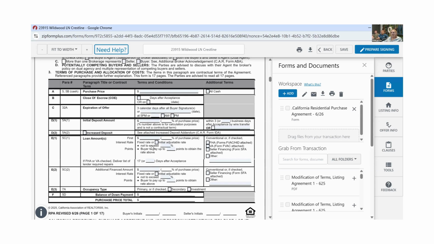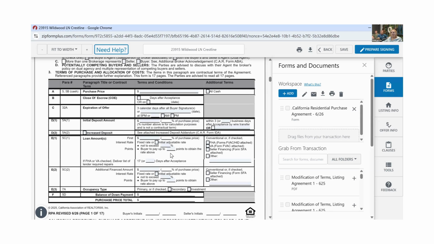All right, so if it's a fixed rate, then you do nothing. If it's an initial adjustable rate, you're going to click this box here, and then you're going to put the not-to-exceed percentage. On all adjustable rate loans, you will have a cap. So you're just going to put the cap in right there.